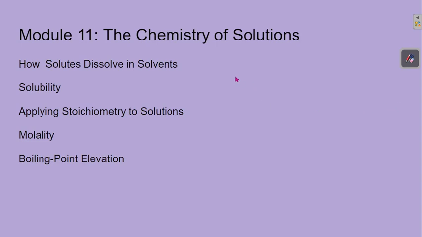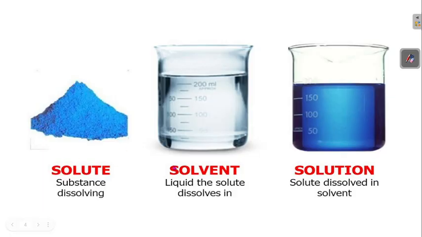So what are we covering in this module? How solutes dissolve in solvents, solubility, applying stoichiometry to solutions, molality, and the boiling point elevation. Today we're going to cover the first 2. Need to know the definition of solute, solvent, and solution. There's a lot of repetition, so hopefully by the end of the first half of the module, everything is going to make sense to you.